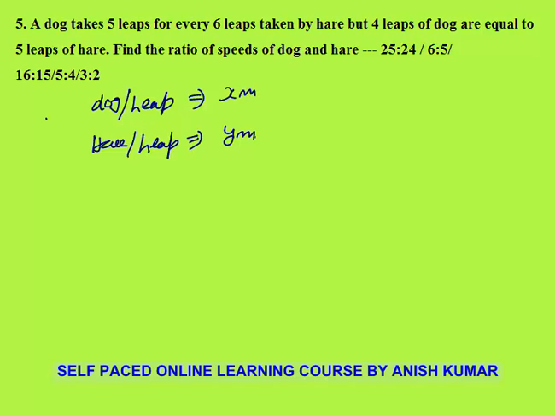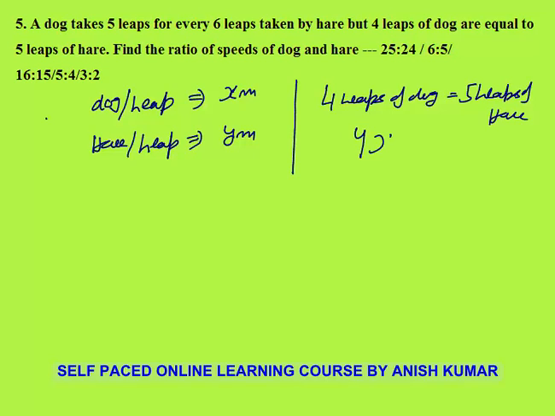Let's say per jump the dog is covering x meter, and per jump the hare is covering y meter. Now the second statement is easy to consider. 4 leaps of the dog is equal to 5 leaps of the hare. This is given to you. Now we know that the dog in 1 leap is covering x meter, so 4 leaps the dog will cover 4x meter. 1 leap the hare is covering y meter, so 5 leaps the hare will cover 5y meter. This will be equal.